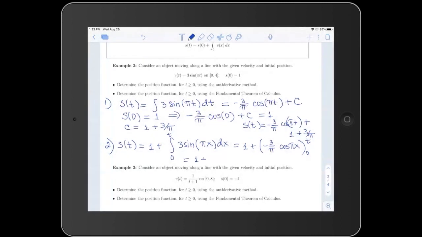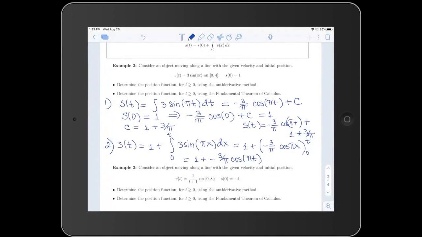And look what happens, we get exactly the same function, right? Okay, so plus negative 3 over pi cosine of pi t. So that's that. And then cosine of 0 is 1. So we get minus minus, that gives us a plus. So this is plus 3 over pi. And we get the same thing. Here and here, this is the same function.